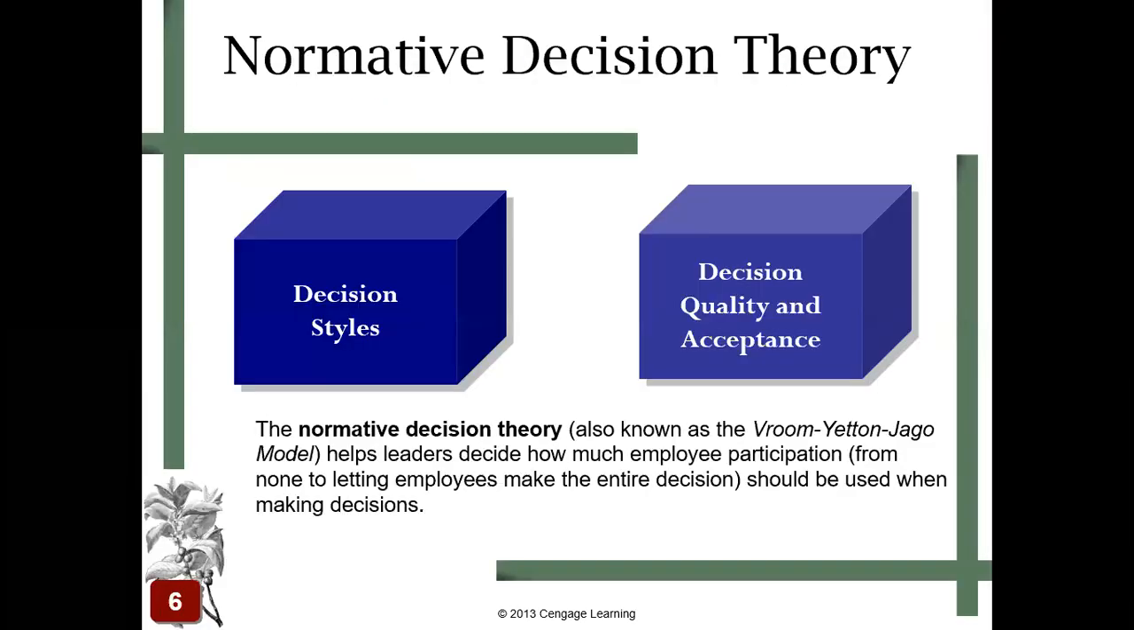There are some different things that they look at in terms of normative decision making, like decision making styles, decision quality, and acceptance.